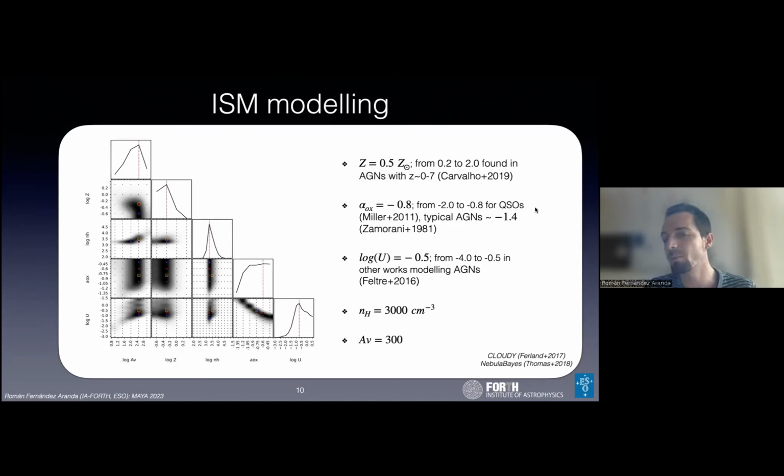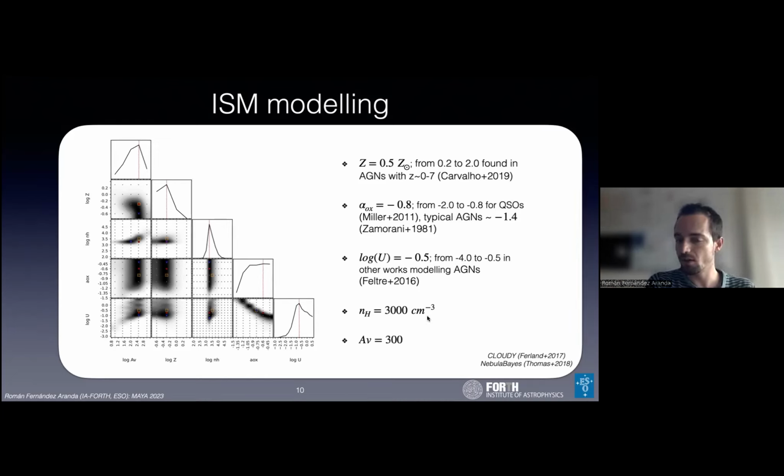Typically, AGNs will have -1.4. Actually, if you look at the posteriors, it's a lower limit. Alpha OX is not constrained by our models. So for sure, we need intense X-ray emission to reproduce the line ratios that we are observing. We also take into account the ionization parameter, which is basically the flux density of ionizing photons that your cloud is receiving. Again, we find a broad range in other works that modeled AGNs, but we also need intense ionization to reproduce the observations.